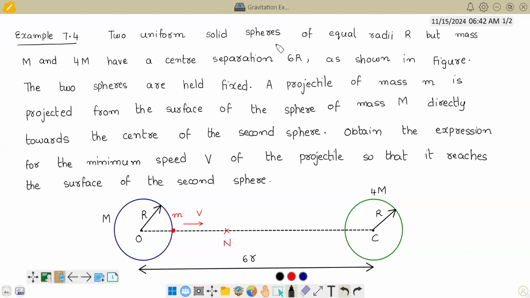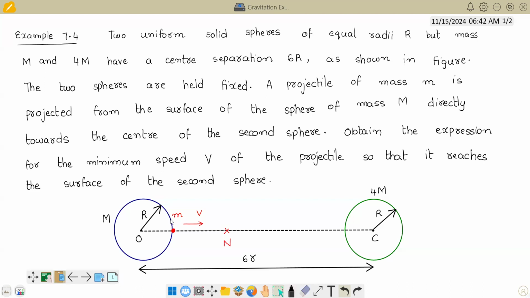Hello student, the question says two uniform solid spheres of equal radii r but mass m and 4m have a center separation 6r. As shown in the figure, the two spheres are held fixed. A projectile of mass small m is projected from the surface of the sphere of mass capital M directly towards the center of the second sphere.